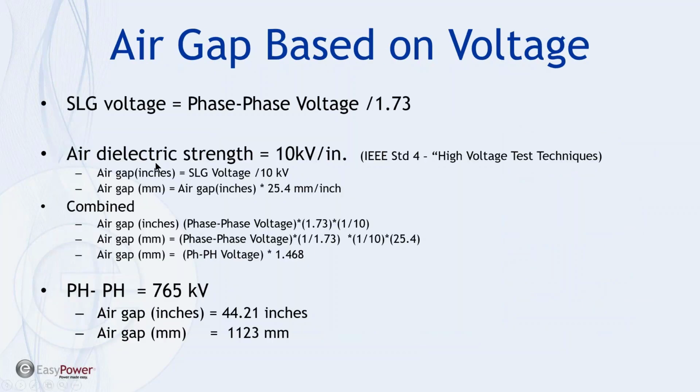So that's what I'm doing here with some of this arithmetic, working out an air gap in inches, and if you put all this together, I can take my phase-to-phase voltage and come up with the air gap. And for instance, if we pick out a phase-to-phase voltage of 765 kilovolts, my air gap will end up being 44 inches, or 1123 millimeters.